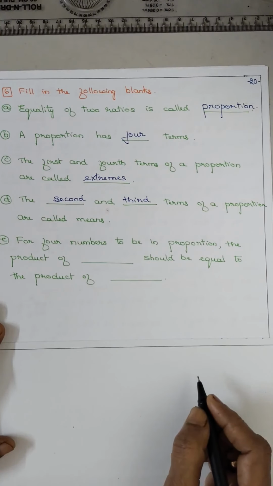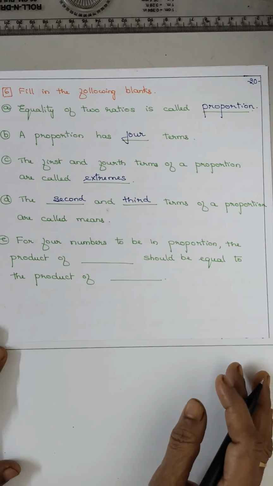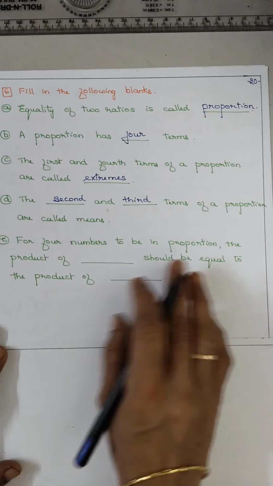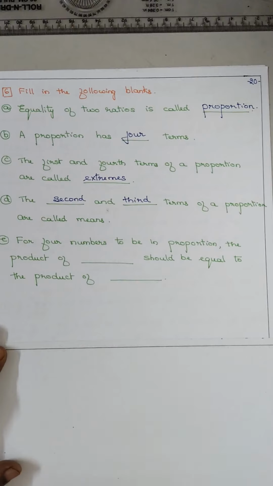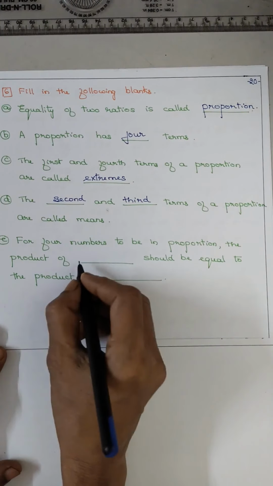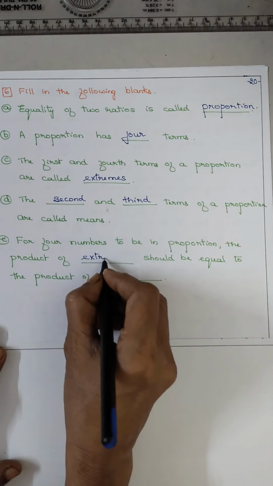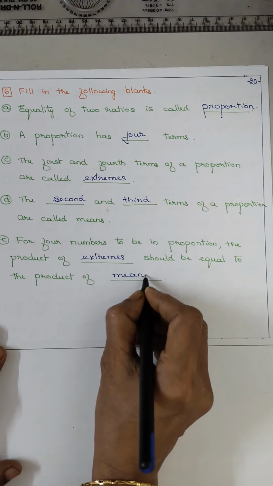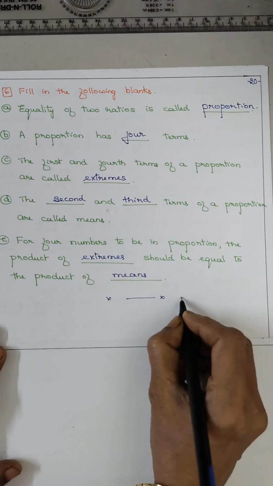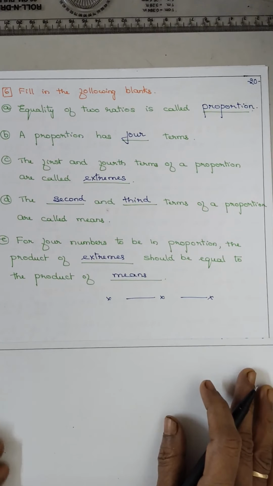For 4 numbers to be in proportion, the product of dash should be equal to the product of dash. We have done this many times, what is it? Product of extremes should be equal to the product of means. So that is worksheet 2, this proportion. Hope you are confident of this topic.